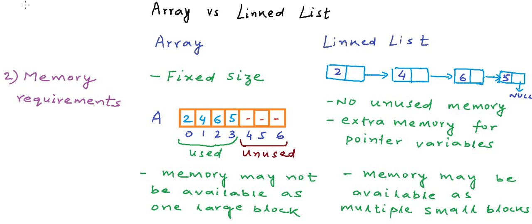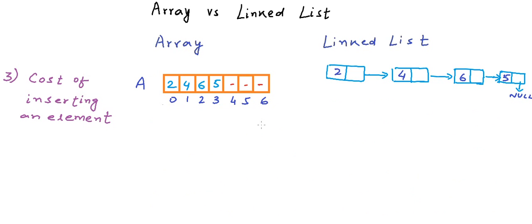Now the third parameter that we want to talk about is cost of inserting an element in the list. Remember, when we are talking about arrays here, we are also talking about the possible use of array as dynamic list. So there can be 3 scenarios in insertion. First scenario will be when we want to insert an element at the beginning of the list. Let's say we want to insert number 3 at the beginning of the list.